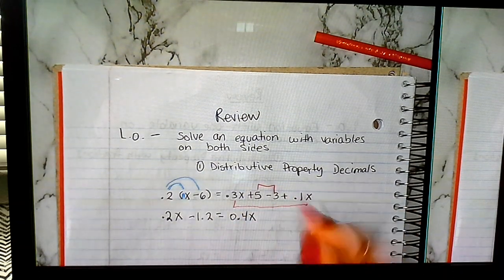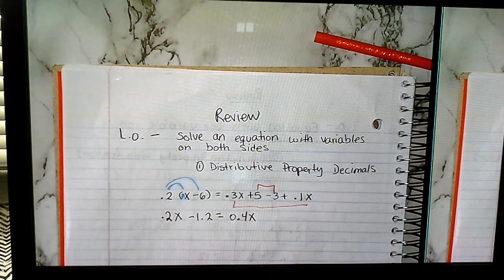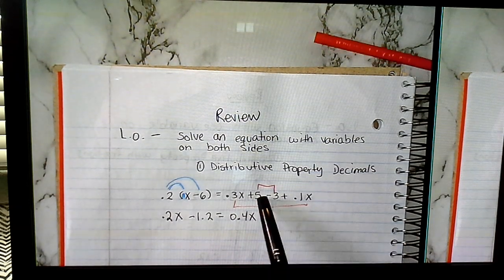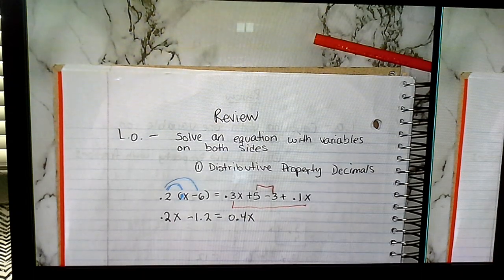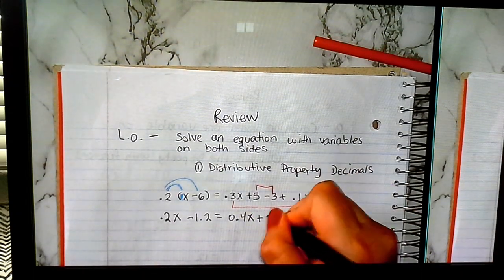x, don't forget the x. They both had a term for x. And then this really is just 5 minus 3. And what is 5 minus 3? 5 minus 3 is 2. Positive 2. Okay?